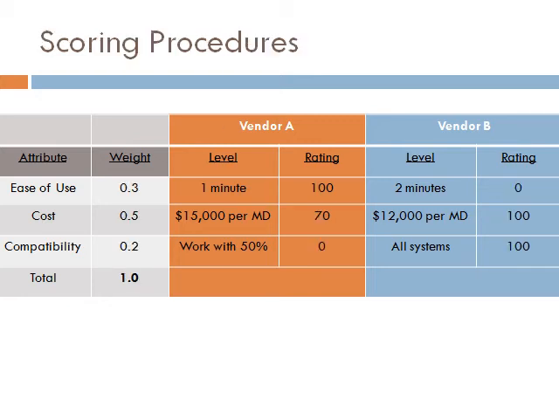In this table, the experts provided the weights on each of the preferences, and cost is the top priority with 0.5, followed by ease of use at 0.3 and then compatibility at 0.2.